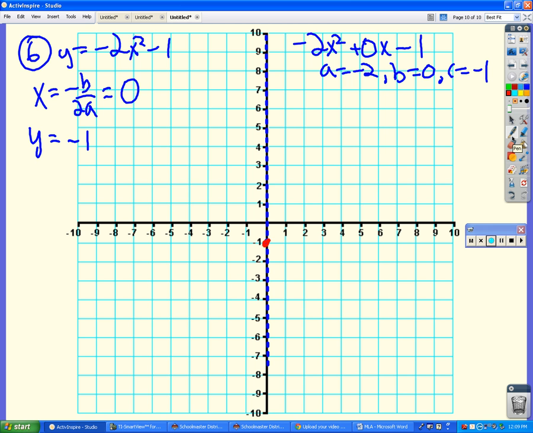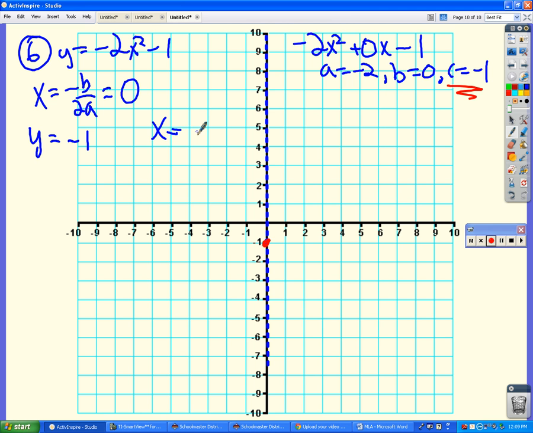And then again, we're in trouble here, because where does this graph cross the y-axis? At negative 1. It always crosses the y-axis at the value of whatever c is. And so that doesn't help us because we knew that already, because that's where the vertex is. So this is another pick a number problem.